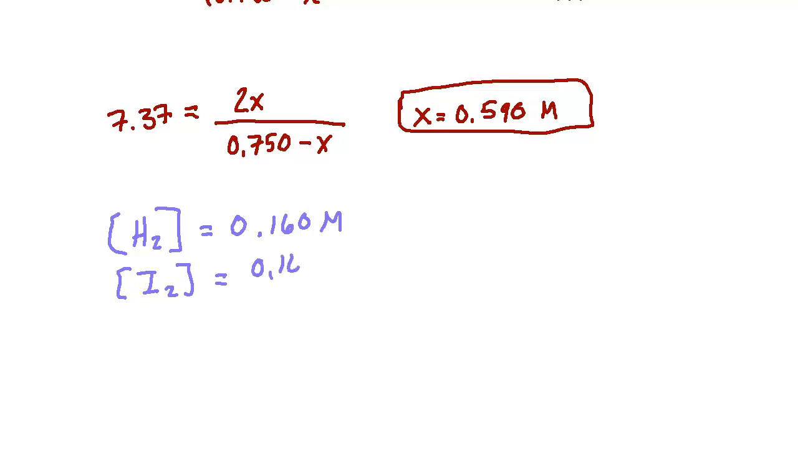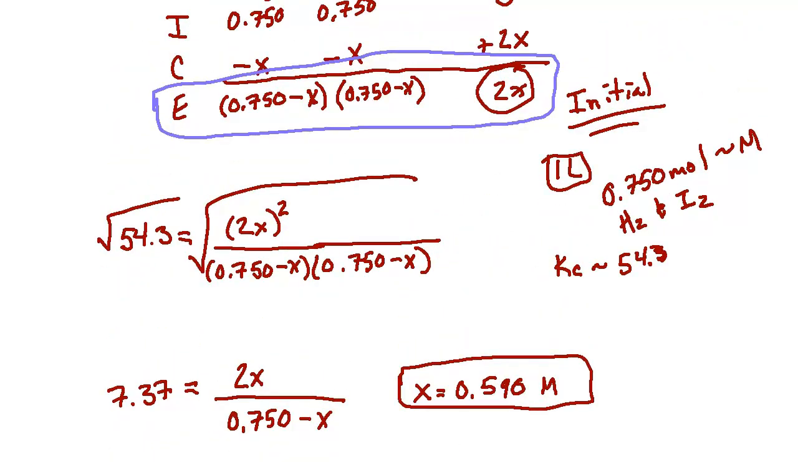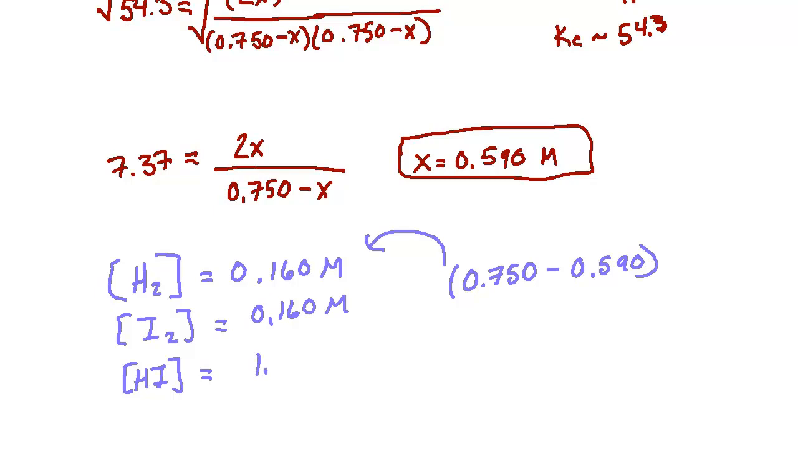Right, now where is this number coming from? Well, all I had to do was turn around and say, at equilibrium, H2 and I2 are going to be 0.750 minus x. So I just take 0.750 minus 0.590. That equals 0.160. Okay? And then the HI, the concentration of HI at equilibrium, right? We got to remember that we're doing a times 2 multiplier here, so it would be 0.590 times 2, and that's going to be 1.18 molarity.